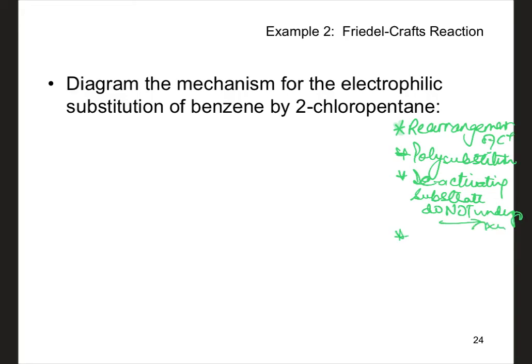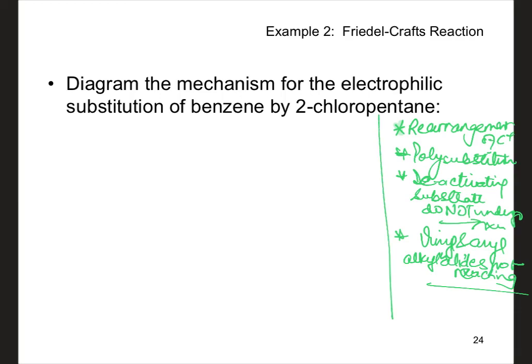And we had the problem of vinyl and aryl alkyl halides not reacting. Those were the ones that we have discussed. Here the question is, draw the mechanism for the electrophilic substitution of benzene by 2-chloropentane.